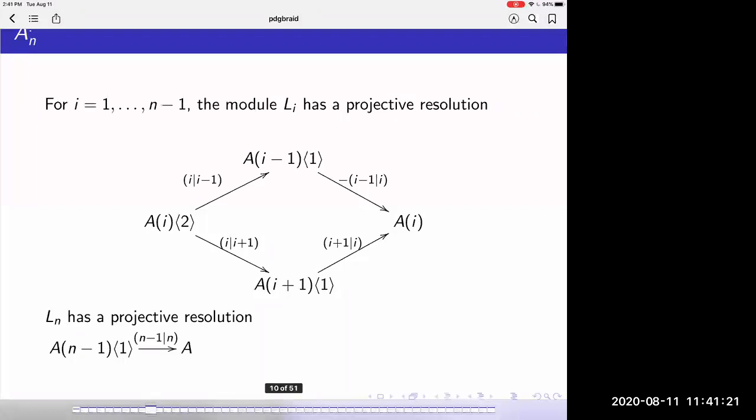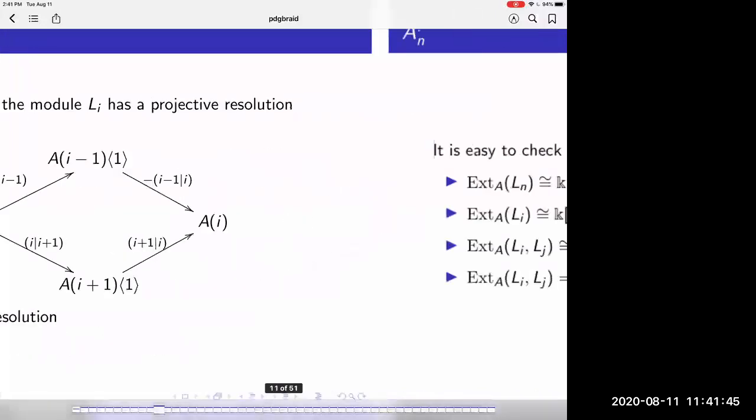Okay, and I'll just mention this, even though this is not important for the story of this braid group action. This node L_n, this projective L_n, which is kind of like the projective A_1 from the previous section, has a different resolution. It's a little simpler. It's just A_{n-1} into A.